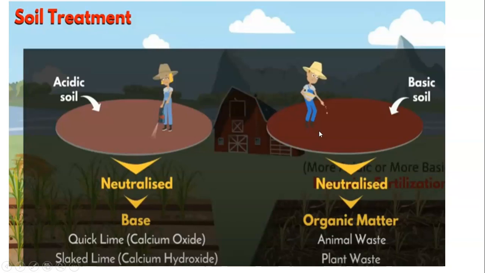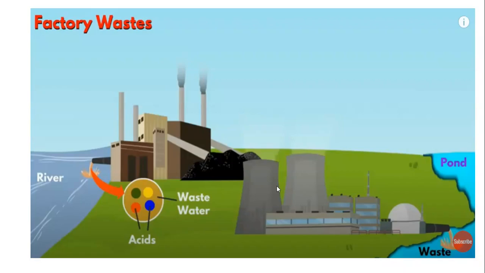Next, if that field contains more base, then in order to neutralize that base in the soil, organic matter is used, which contains some kinds of acids, in animal waste and plant waste. Organic matter which we get from nature usually also contains acids. Okay, so these are some of the incidents where we can neutralize acids or bases in our everyday life. Okay, here one more incident you can see.